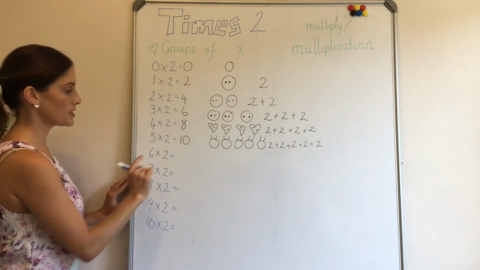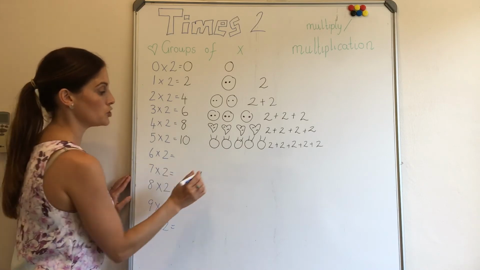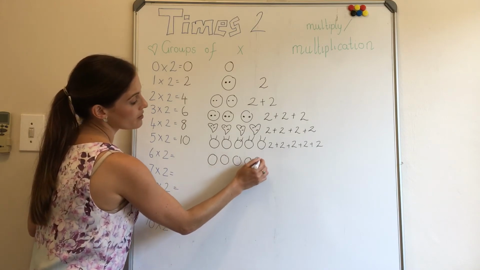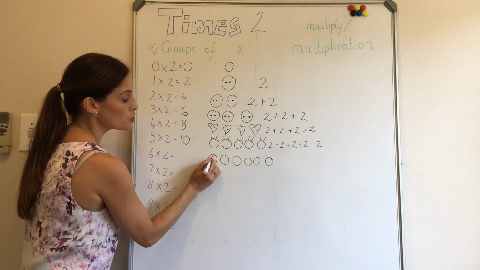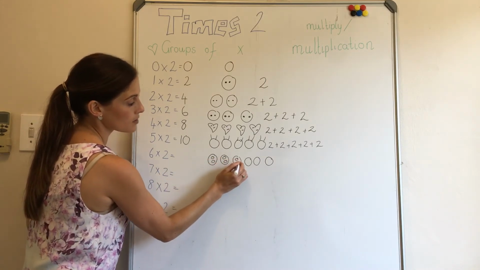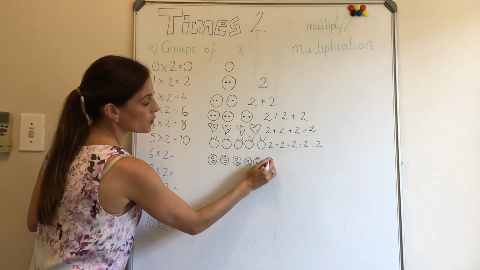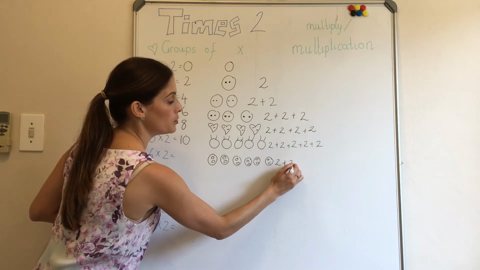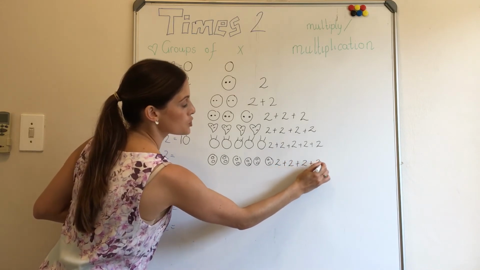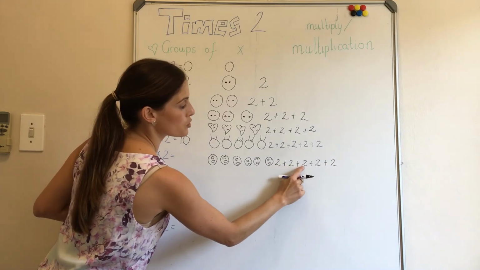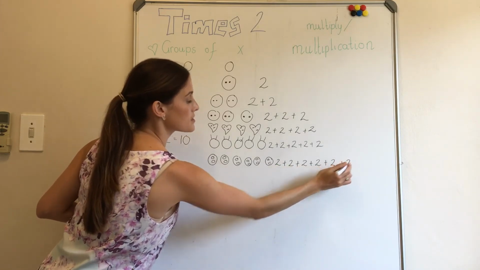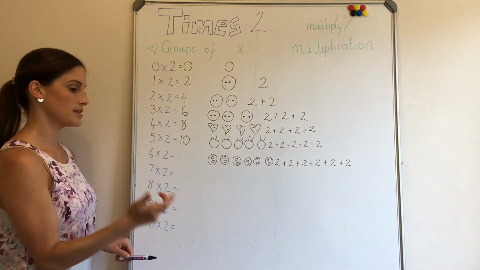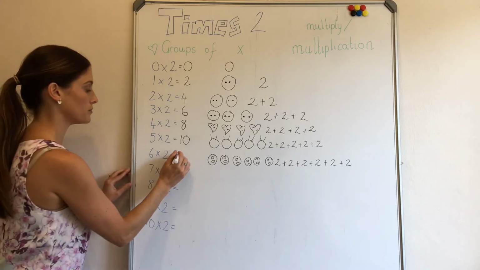Let's do 6 times 2. So it's 6 groups of 2. So we've got our 6 groups. So 6 boys each have 2 cars. And you can do your plus sum. 2 plus 2 plus 2 plus 2 plus 2. And you can count in 2s until you have 6 fingers. 2, 4, 6, 8, 10, 12.